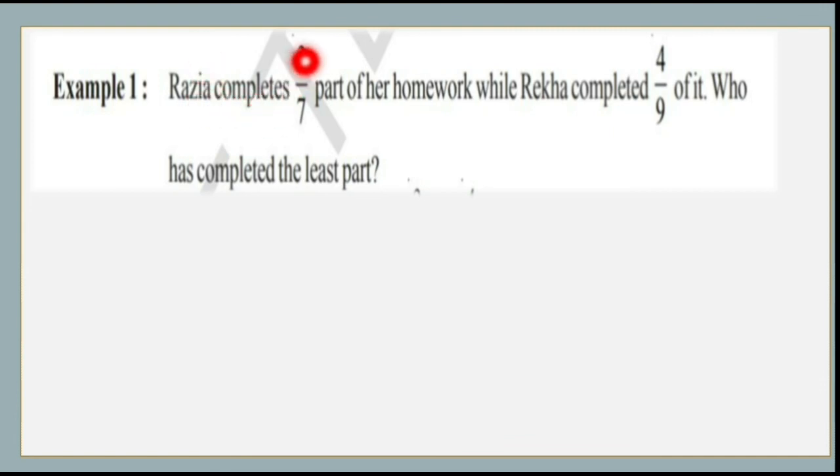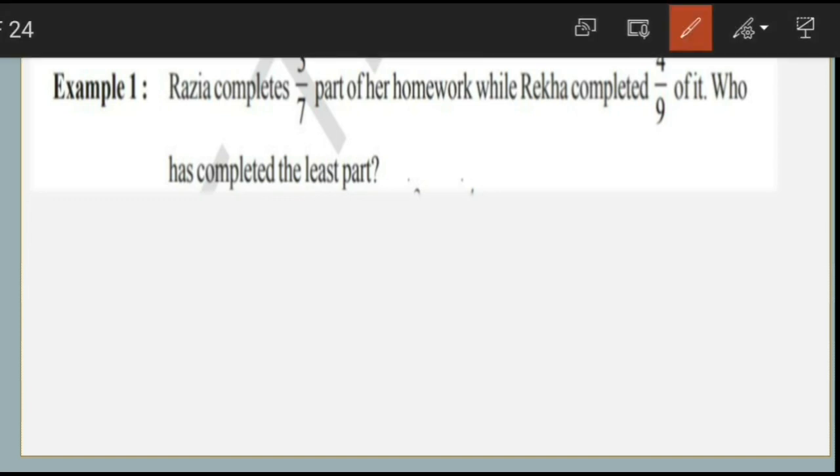Razia completes 3 by 7 part of her homework, while Rekha completed 4 by 9 of it. Who has completed the least part? Observe that least part. Which one is least, which one is highest? To compare that, first we have to convert the given fractions into like fractions. Observe that here given fractions, one is 3 by 7, that is Razia's completed part, and Rekha's completed part is 4 by 9.